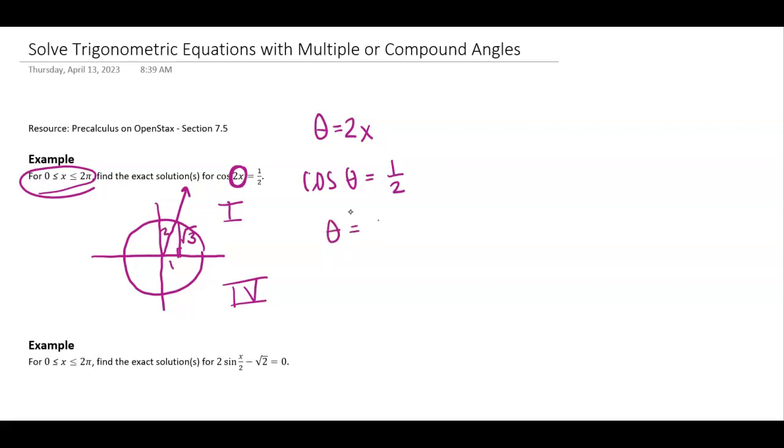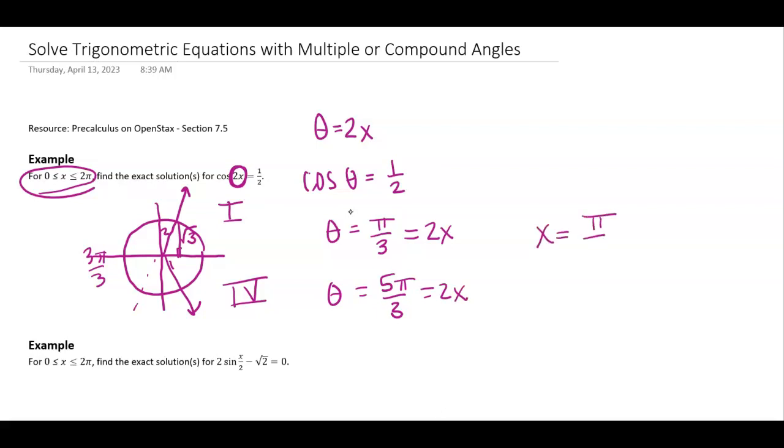And so that's going to be at theta equals pi over 3. And at theta equals, let's see, this would be 5 pi over 3. I think I said pi over 2, sorry, pi over 3. Now remember, that's theta, and that means I need to set that equal to 2x to figure out what x would be equal to. So I'm going to divide by 2 and get that x is equal to pi over 6, and then divide by 2 here and get 5 pi over 6.